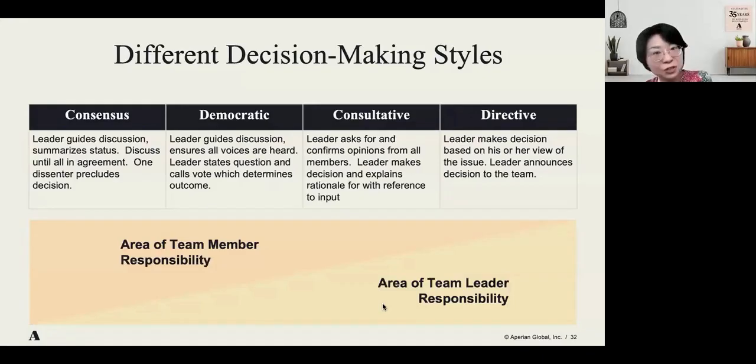Directive is good. Like if there's a fire, you cannot say, okay, let's discuss what to do. Instead, you say, okay, go out of the building. The leader needs to shout. That's the directive style, which is good for urgent decision making, decisions that require urgent action.